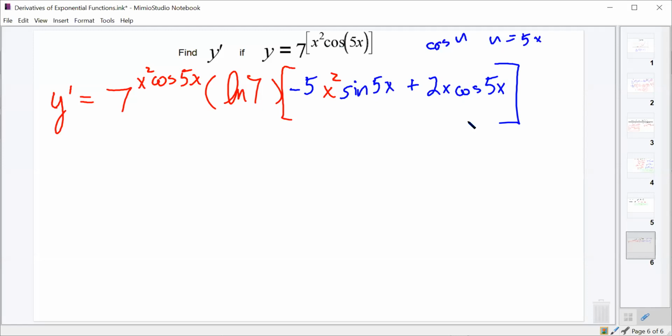We see how we can put all these rules together, all these new formulas that we've got, and get a really heinous looking complicated derivative there. Any questions or any issues with what we've done?